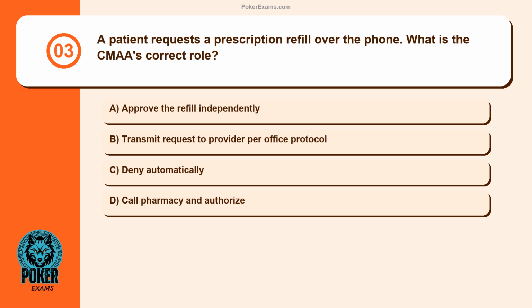Question 3. A patient requests a prescription refill over the phone. What is the CMA's correct role? Approve the refill independently. Transmit request to provider per office protocol. Deny automatically. Call pharmacy and authorize.